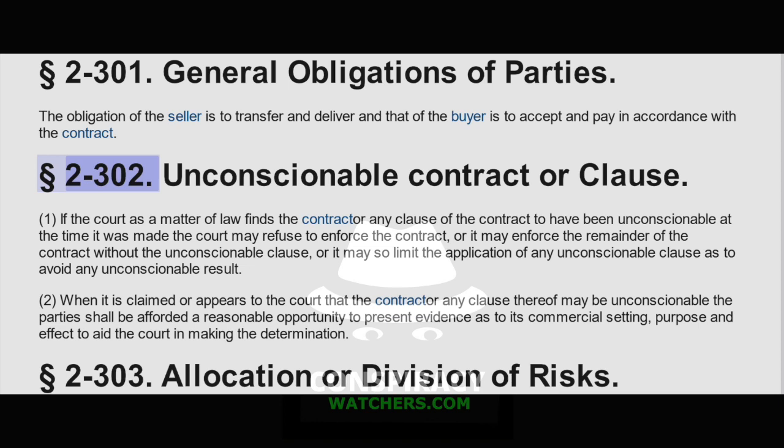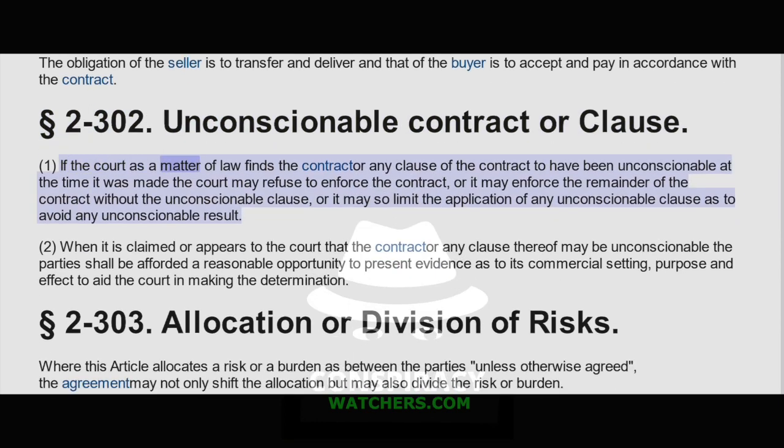Section 2-302. Unconscionable contract or clause. If the court as a matter of law finds the contract or any clause of the contract to have been unconscionable at the time it was made, the court may refuse to enforce the contract, or it may enforce the remainder of the contract without the unconscionable clause, or it may so limit the application of any unconscionable clause as to avoid any unconscionable result.